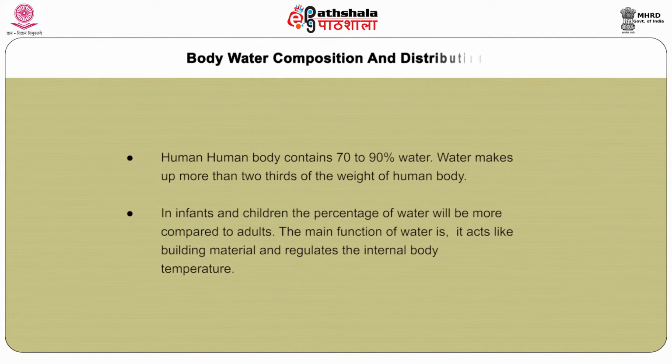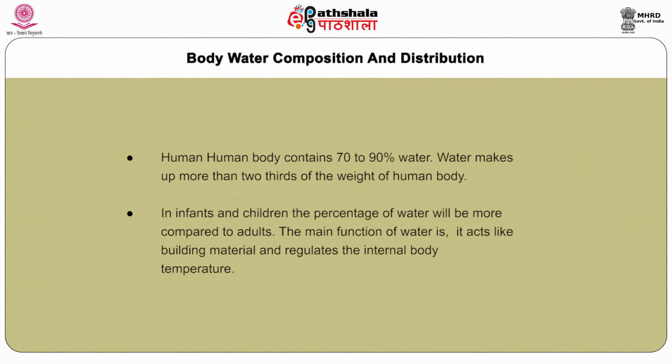The human body contains 70 to 90% water. The proportion of water in the human body differs according to age, gender and body composition. Water makes up more than 2/3 of the weight of the human body. In infants and children, the percentage of water is higher when compared to adults.